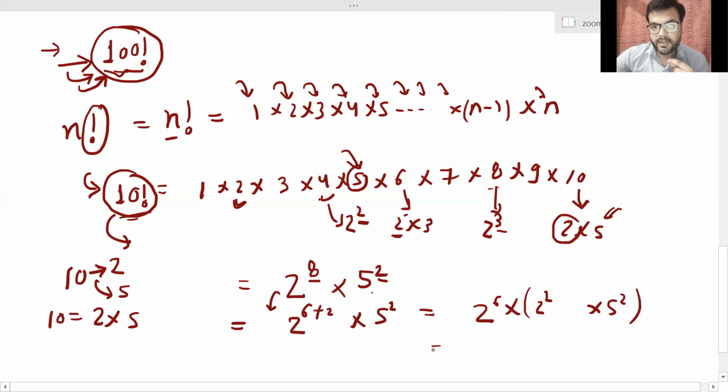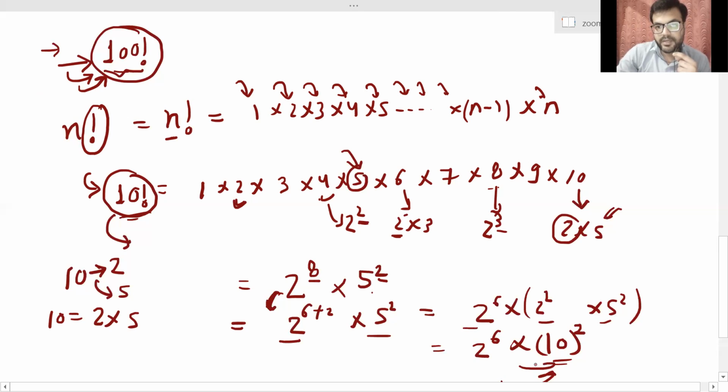So these two can be taken together, and 2 raised to the power 6 is left alone, and these two will form a 10, and the power will be 2. Okay, so 10 square. So we have got two number of 10 over here. Clear? So guys, what I'm trying to say here is there is no need to solve this question. There is no need to use all these steps in between to get this answer, which is 10 to the power 2.